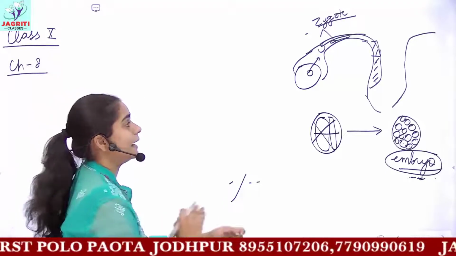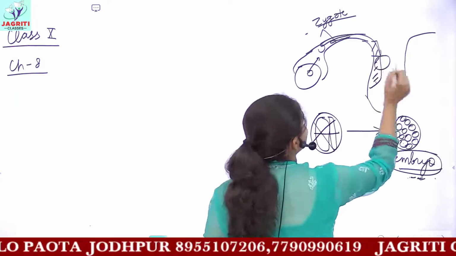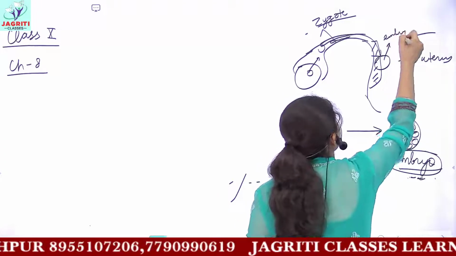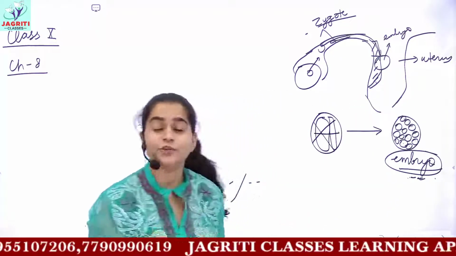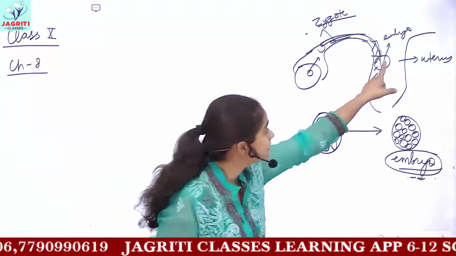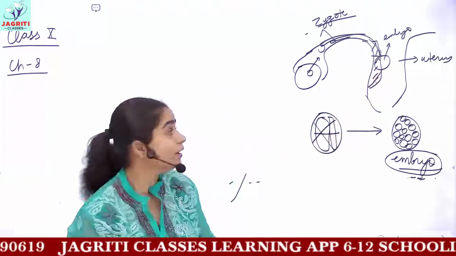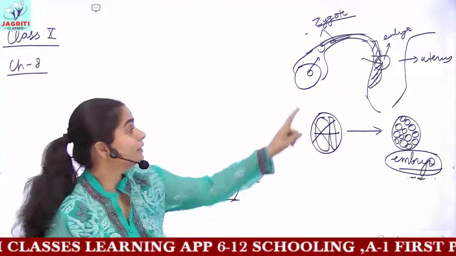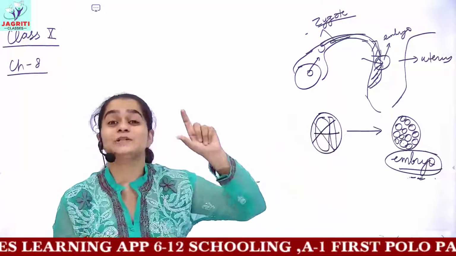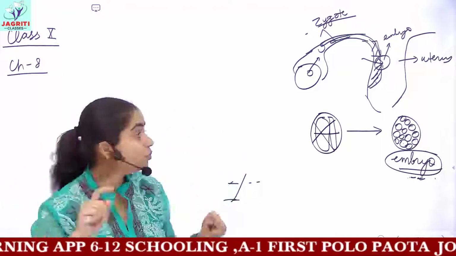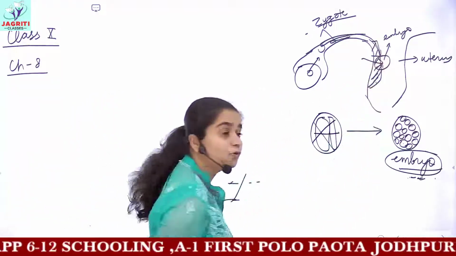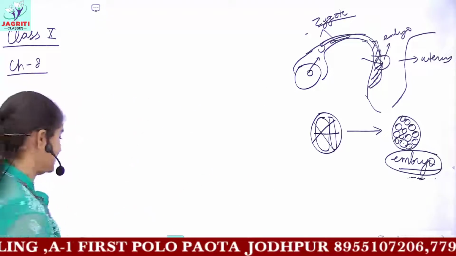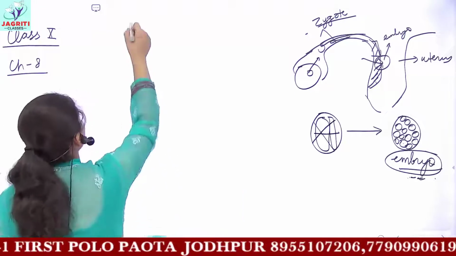Now we'll be studying what happens once this embryo gets embedded in the thick uterine wall, the wall of the uterus. The uterus now has to supply nourishment to the embryo. A tissue known as the placenta, a disc-shaped tissue present in the wall of the uterus, is responsible for providing nourishment to the developing embryo. So today we will be discussing the placenta.